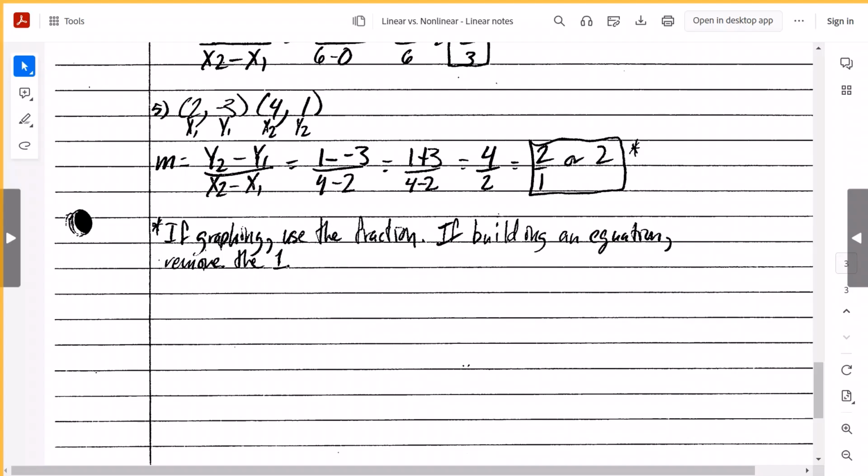Not like me. So, any other questions about the linear part of this?